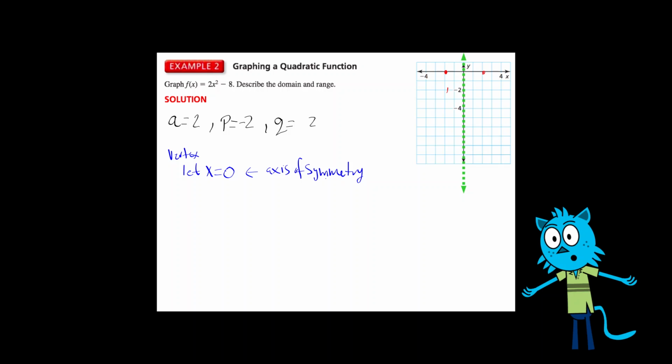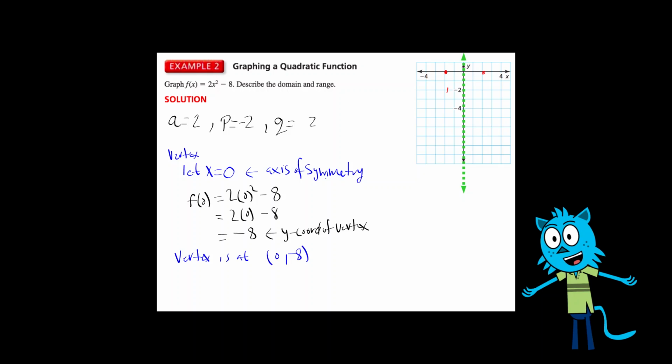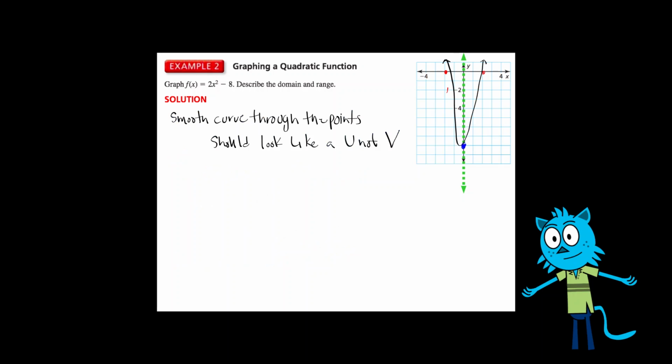So f of 0 is equal to 2 times 0 squared minus 8. A little bit of math. We have that f of 0 is negative 8, and that negative 8 is the y-coordinate of the vertex. So we can plot the point 0, negative 8. So we have a visual idea of what our graph is going to look like when we're done. Now we have 3 points: the 2 x-intercepts and the vertex.